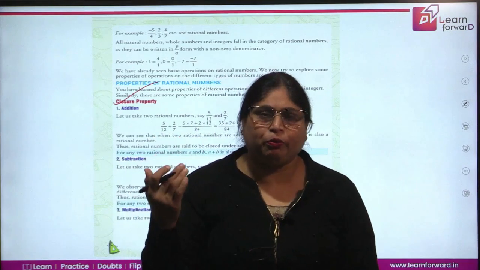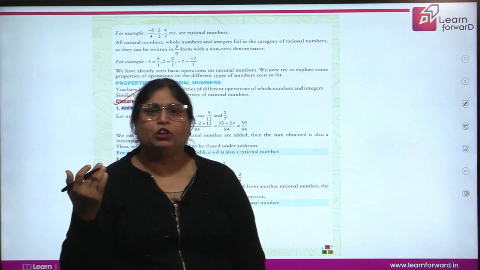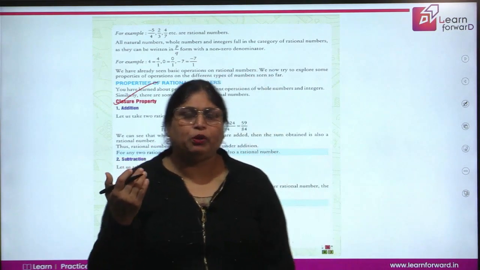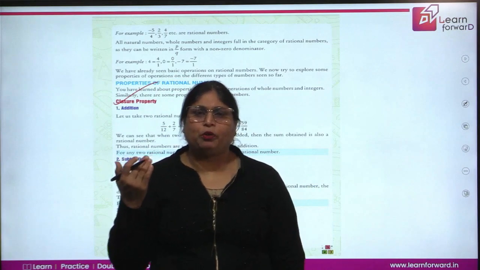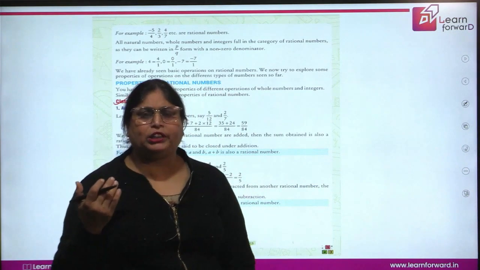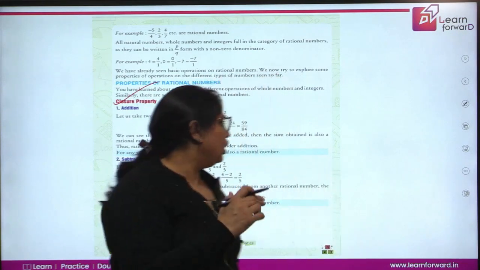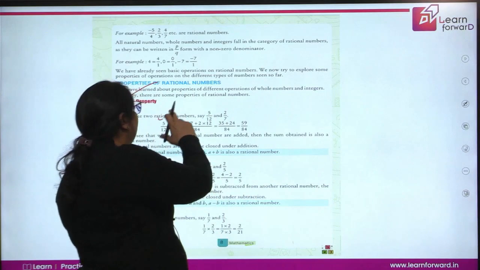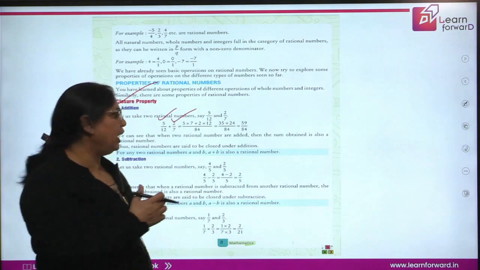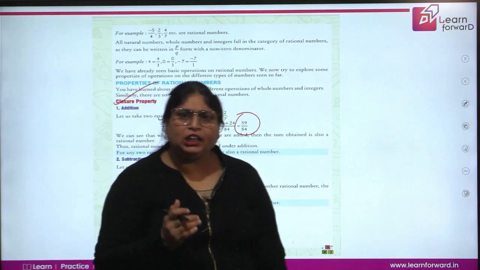For the first property, we are taking the closure property of addition of rational numbers, whether it holds good for rational numbers or not. The closure property of addition of rational numbers states that if we add any two rational numbers, the answer is always a rational number. Here is an example: 5 upon 12 and 2 upon 7 are two rational numbers we are adding, and the answer is 59 upon 84. Is it a rational number?